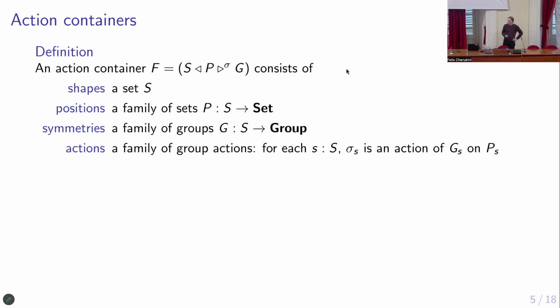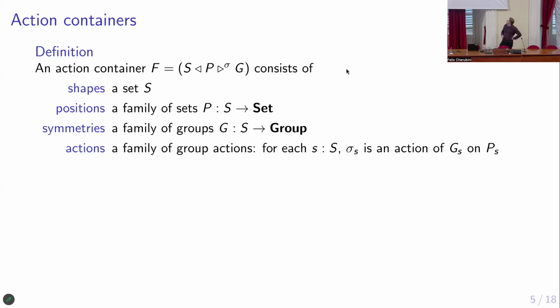So we're going to say that an action container is still a set of shapes and still a family of positions, but now we have extra structure, and that's a family of groups. For each shape, you now get a group. But also all of these groups act on the positions. So each group element somehow represents a symmetry of the positions. If you think of this for cyclic lists, your positions are the n slots in each n-tuple where data can go, and you want to identify different slots, in this case, by cyclic shift.